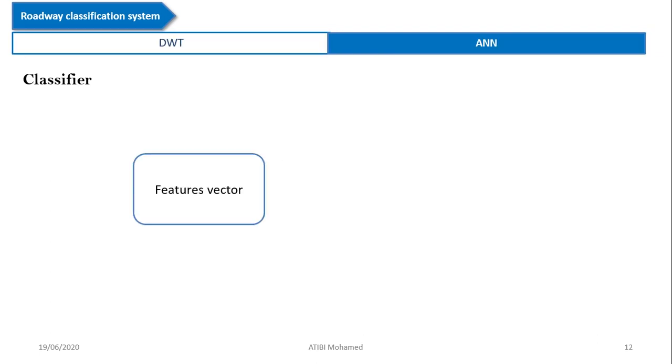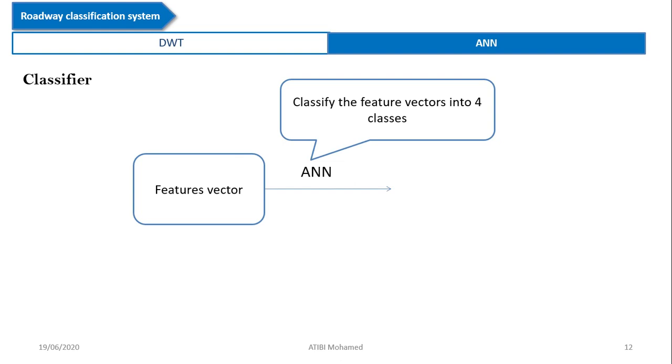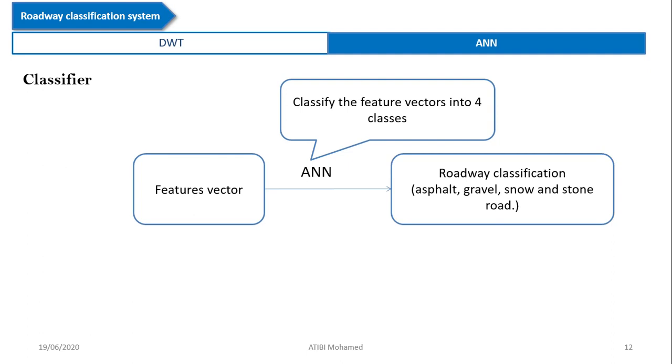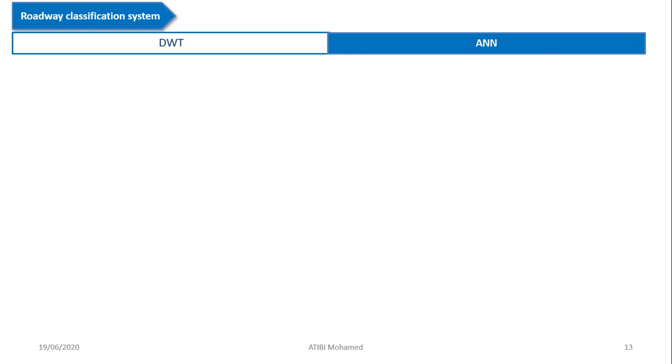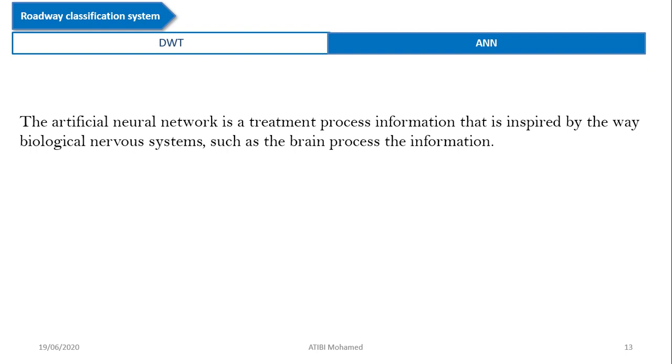Now, the classifier has the goal to classify the feature vector into four classes. These classes are asphalt, gravel, snow, and stone road. That means the type of roadway. We use for this the artificial neural network.